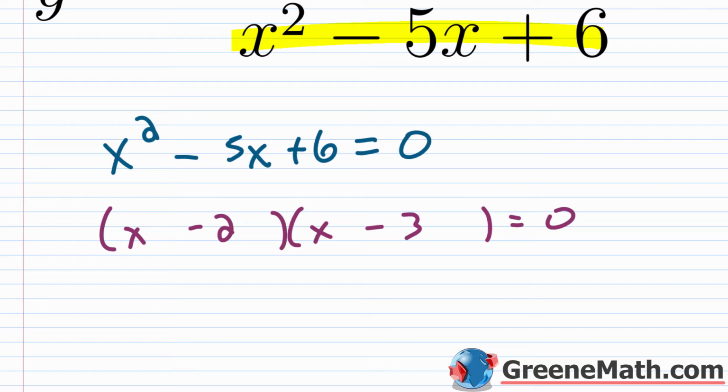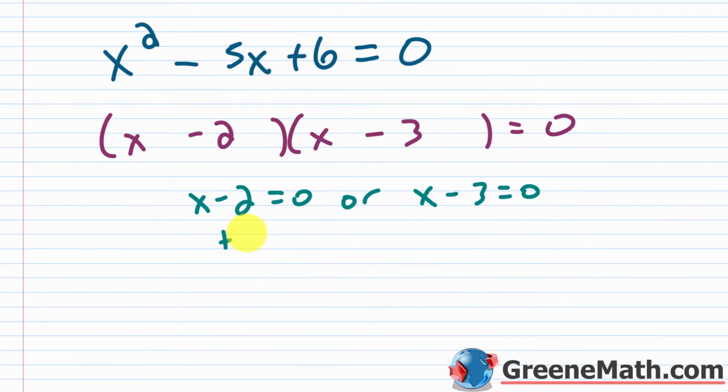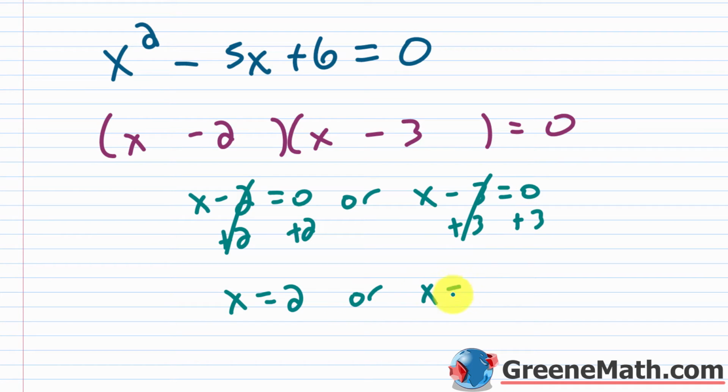So by the zero product property, you could just say x minus 2 is equal to 0, or x minus 3 is equal to 0. We could add 2 to both sides of the equation here and cancel that and say x is equal to 2. Over here, I can add 3 to both sides of the equation, cancel that, and then we'll say x is equal to 3. Okay, so x can't be 2 or 3 because that would give us division by 0.